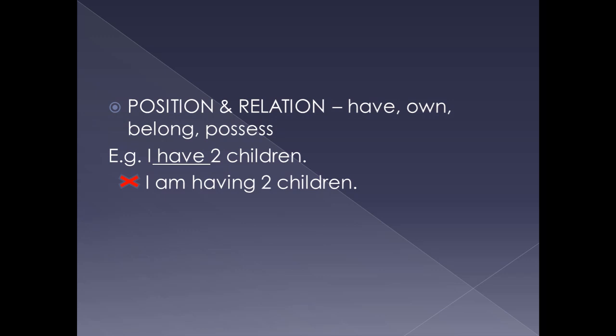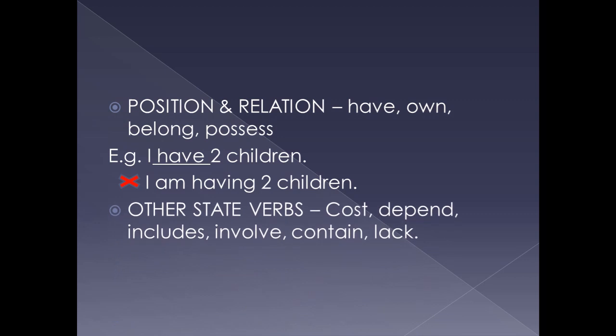Simple present tense should be used here because this shows the relationship between me and my children. So I cannot say I am having 2 children. It's a common mistake. If you say that, it is only for that time, so you know that it's a temporary action only. The right sentence is I have 2 children. Other state verbs are cost, depend, include, involve, contain, lack. These are also state verbs.